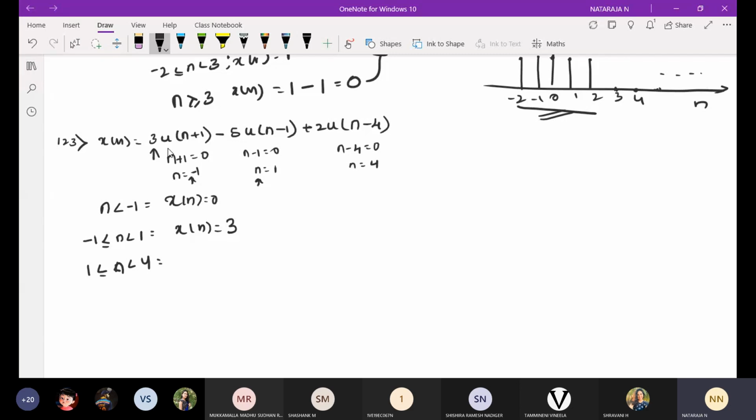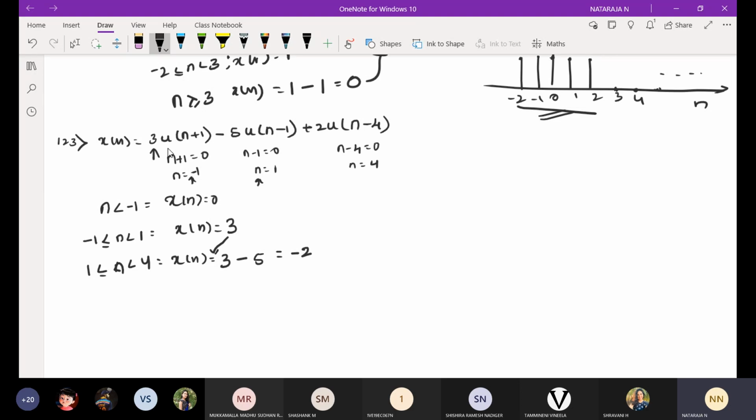What is the last output? Last output of x of n will be coming over here, minus the present value. I need to consider this 5. This 5 present, I am going to consider from this point to this point. That is why I am going to consider this amplitude. What is the value? 3 minus 5 will be minus 2.